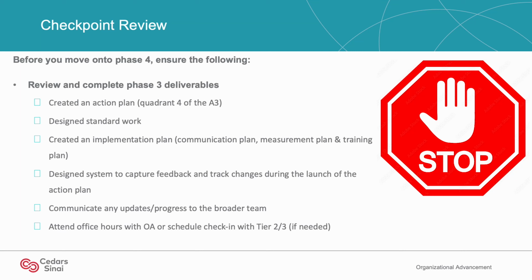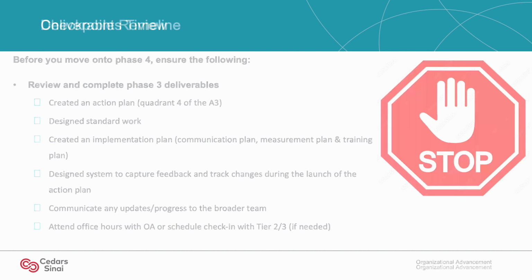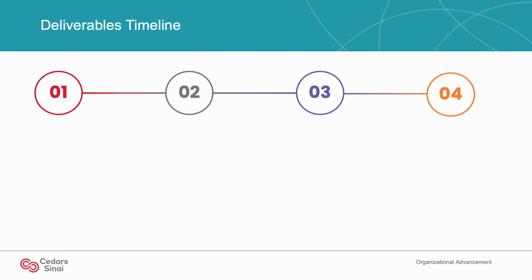Before you wrap up this phase and move into Phase 4, it is important that you and your team have completed the deliverables for Phase 3. Review each of the deliverables and ensure you've completed them in a timely manner. Here is a suggested timeline for completing Phase 3 and its deliverables. The work for Phase 3 should not take more than 4 weeks to complete.